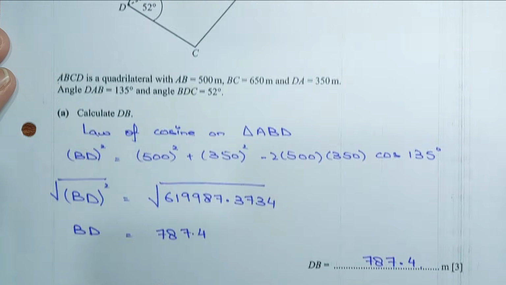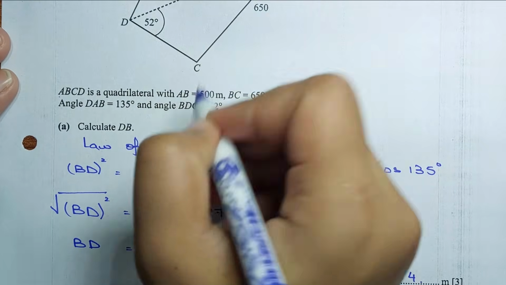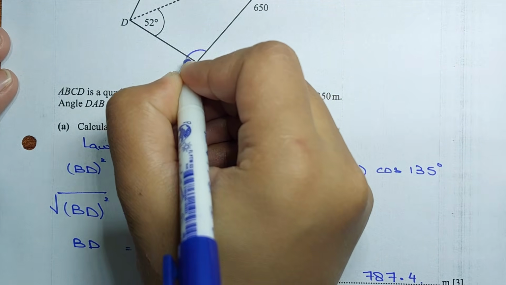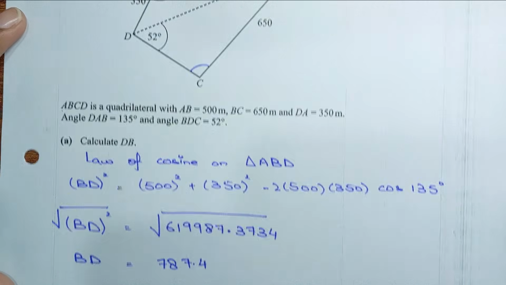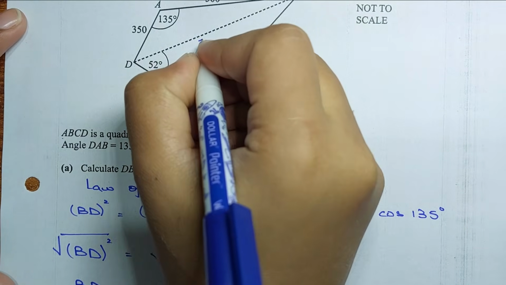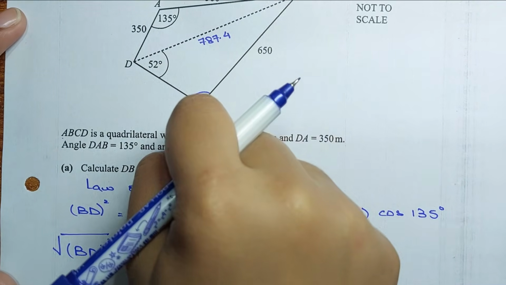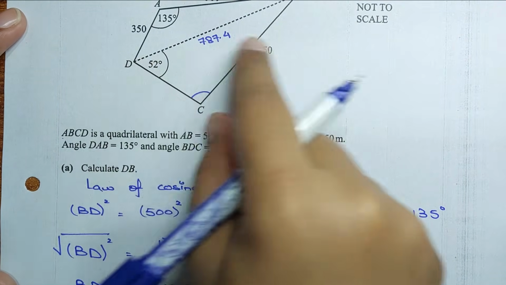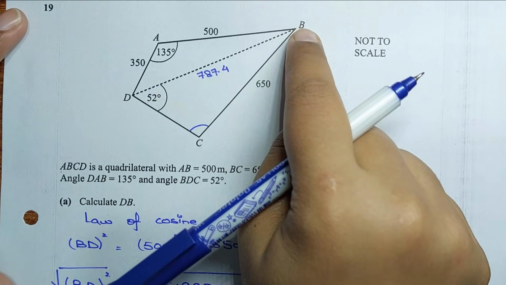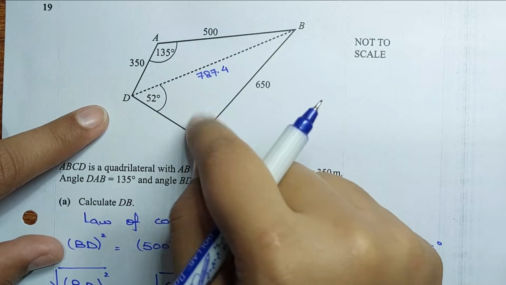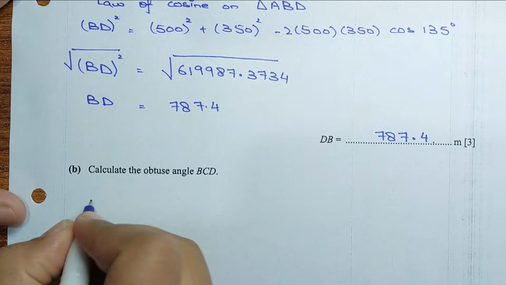BDC. Obtuse angle BCD, that is an obtuse angle. Obtuse angle is the angle that is more than 90 degrees, right? All right, so this side B to D is 787.4. We have this angle and the side. Using the triangle BCD, we have the angle and the front side, so we can apply the law of sine.